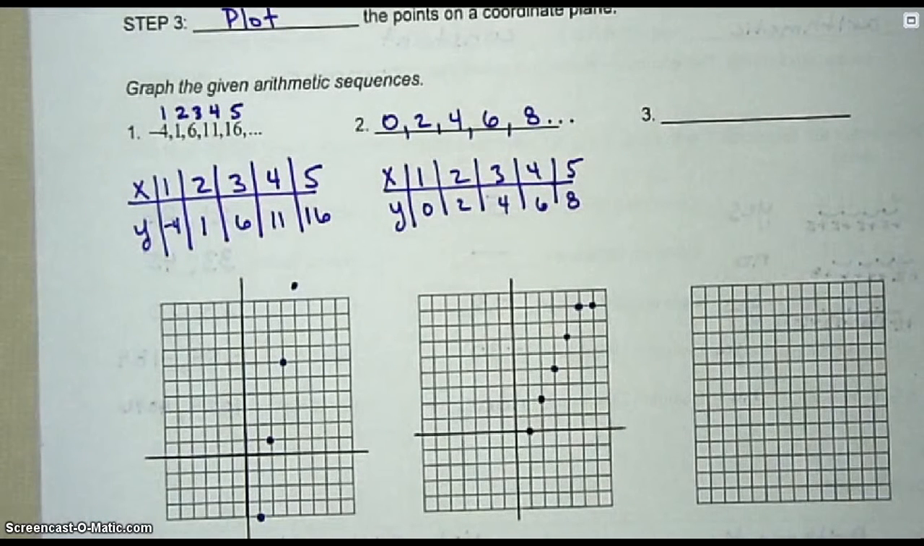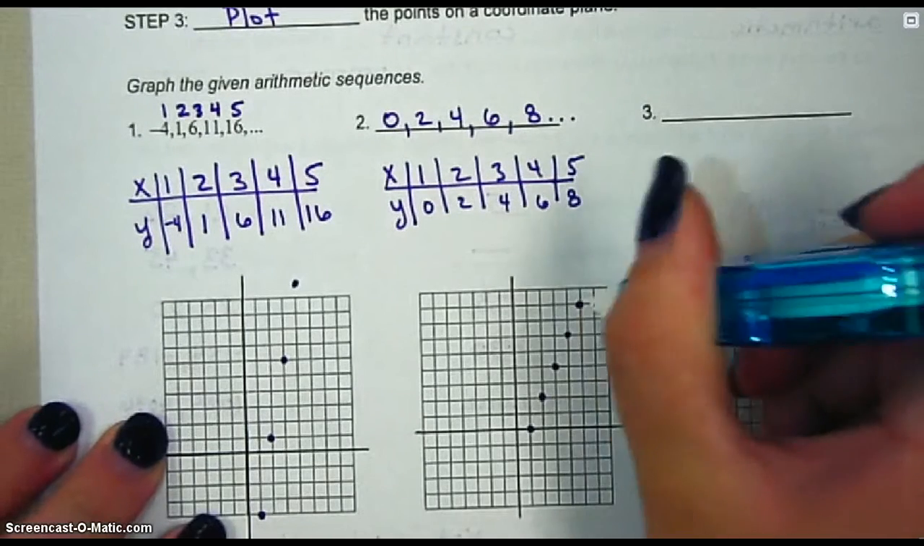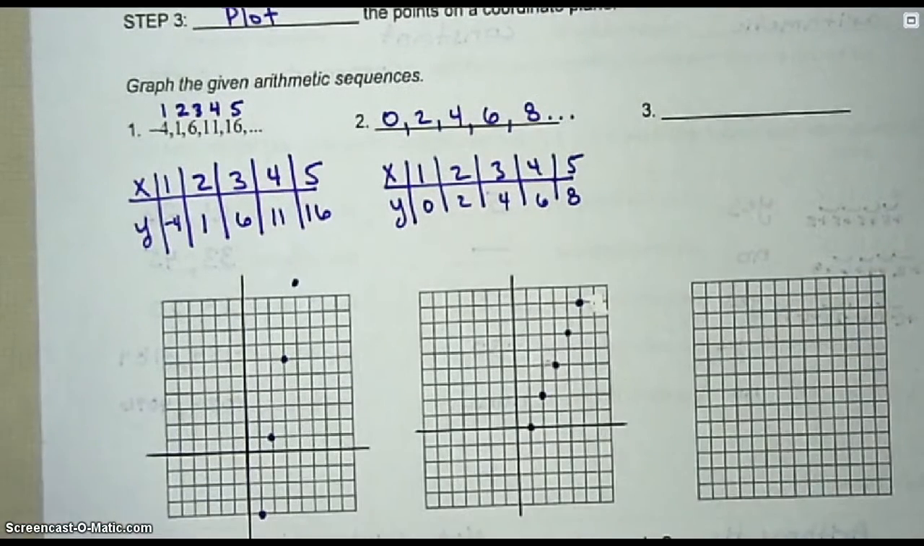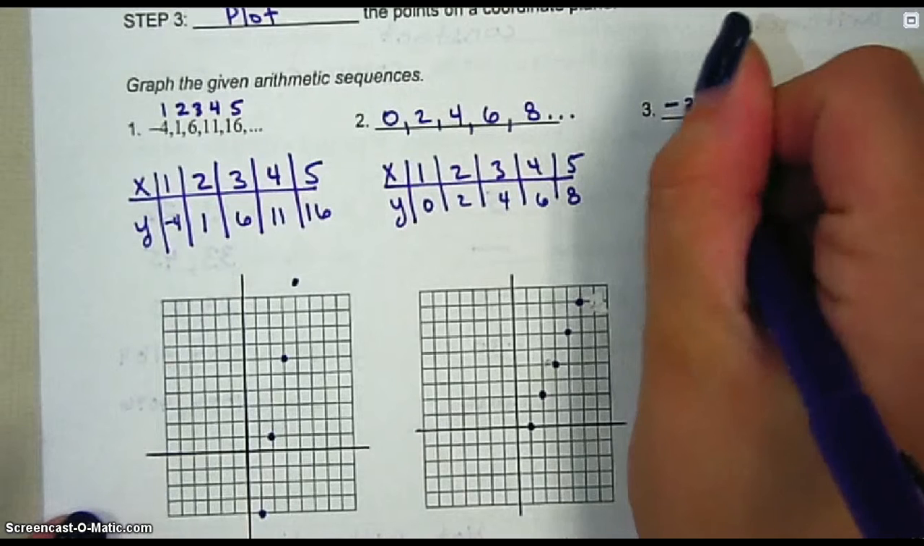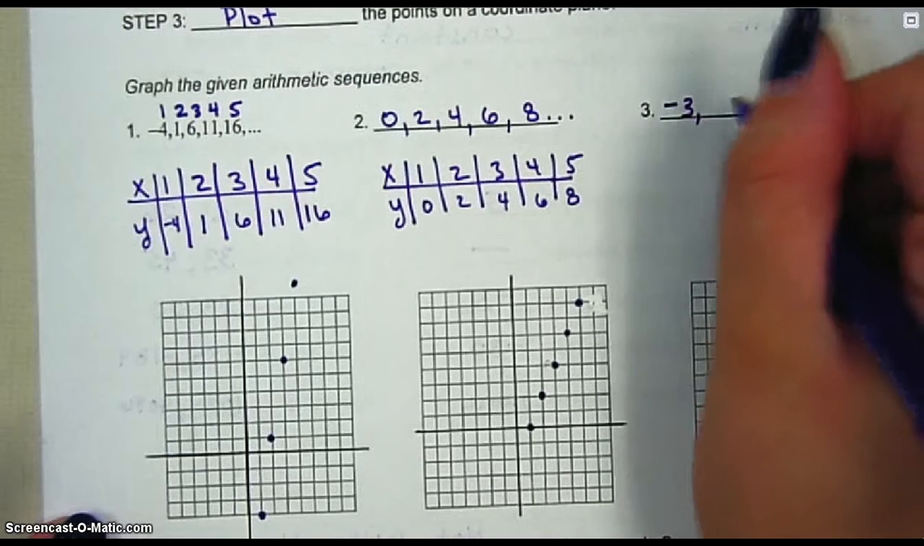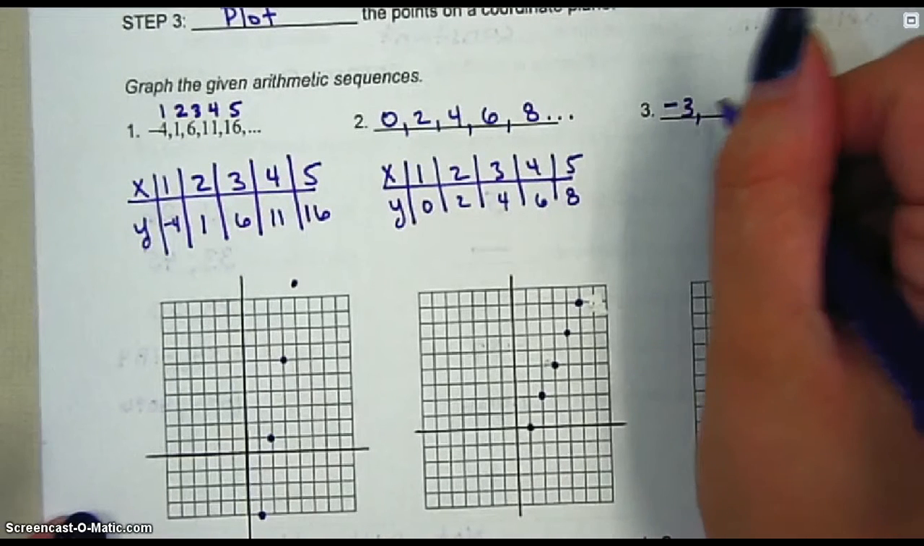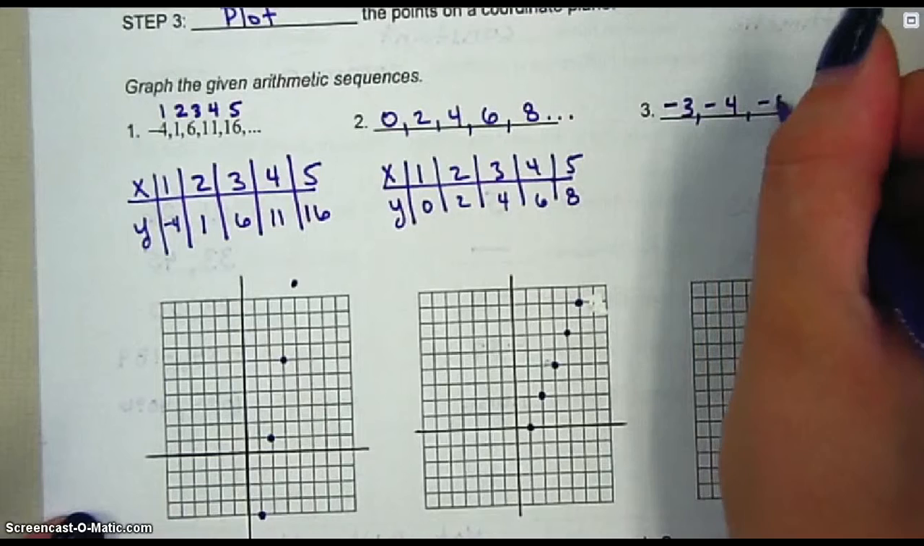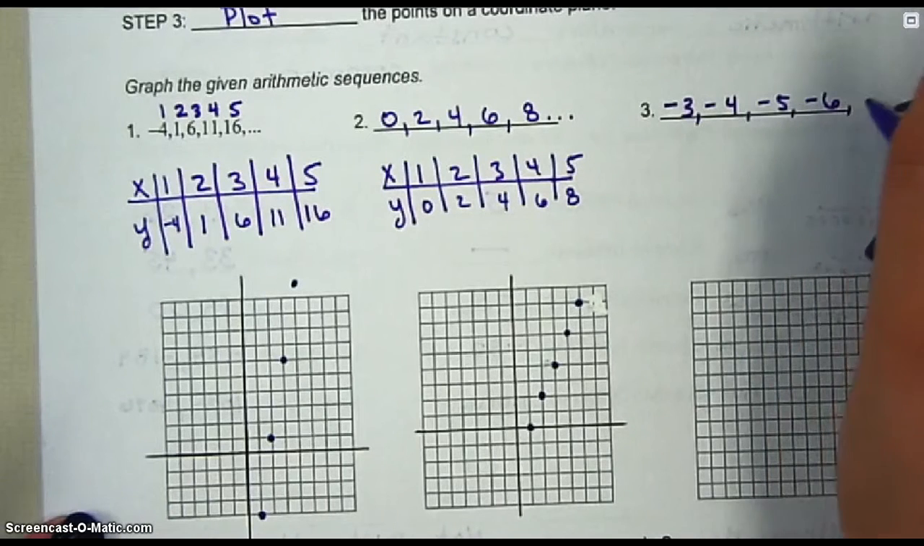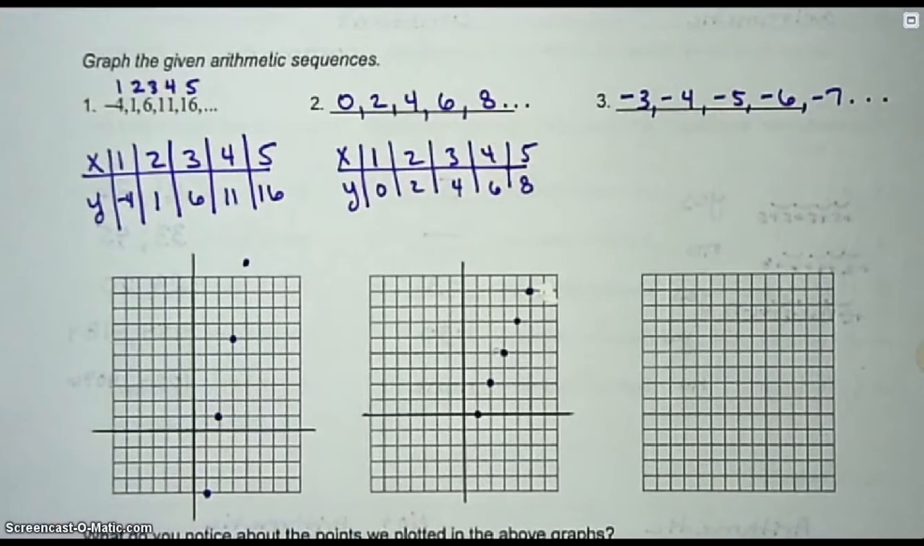Go ahead and take a second right now and try number 3. Number 3 is going to be the sequence negative 3, negative 4, negative 5, negative 6, negative 7. So take a minute, graph that sequence.